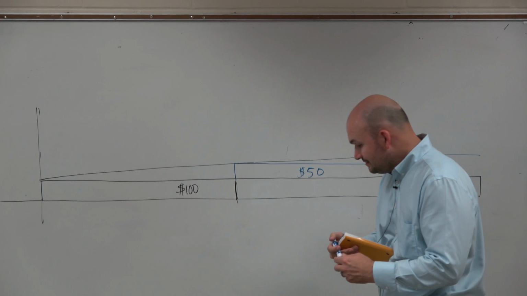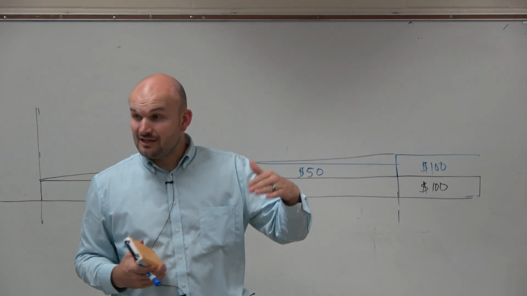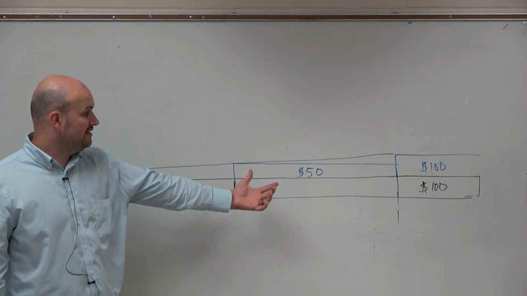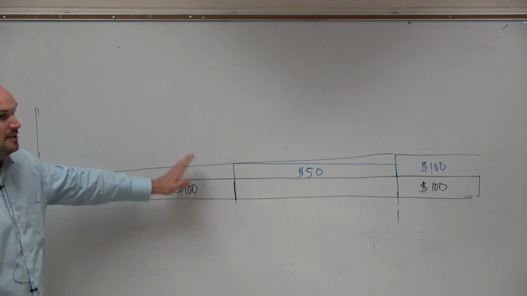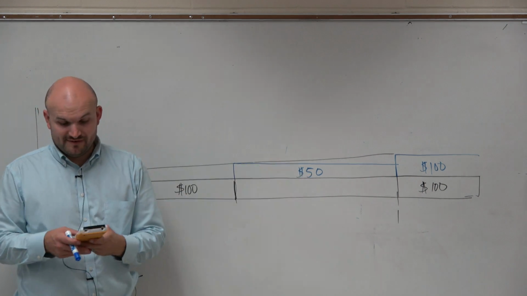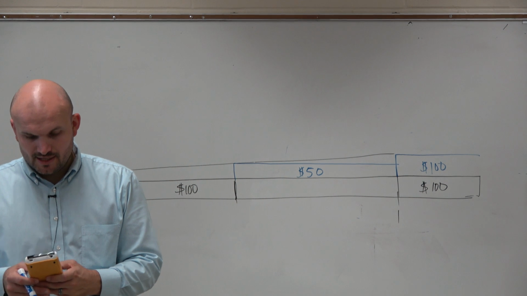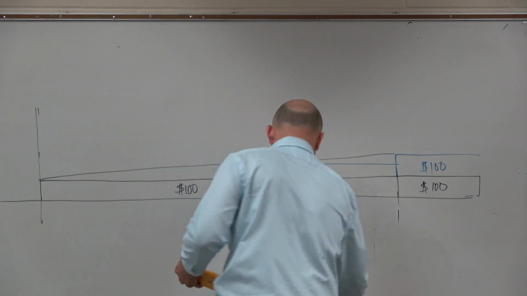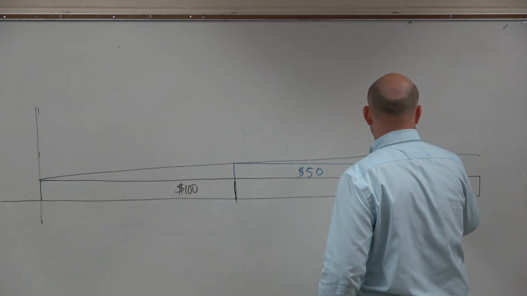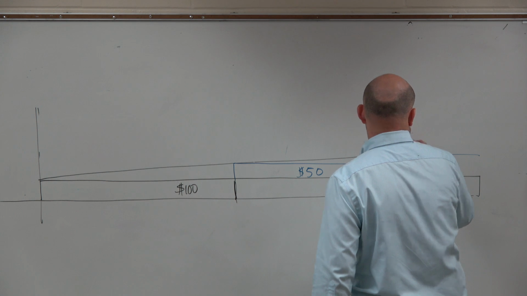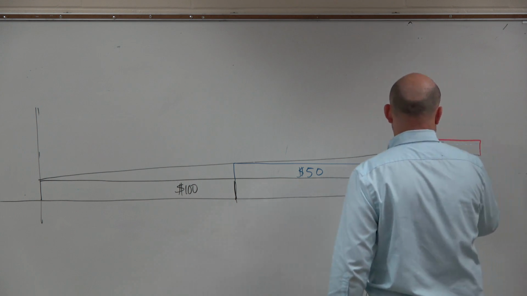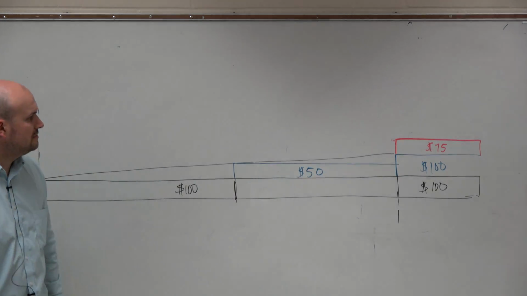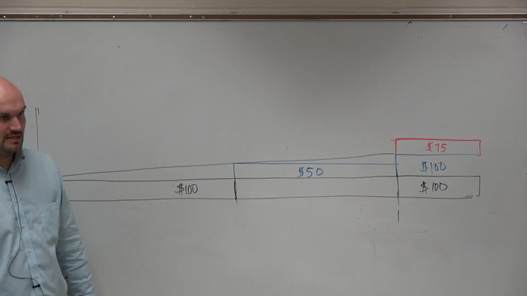Then now we're at the end of the year. Now we have to calculate 50%, but we're not calculating 50% of 100. Now we're calculating 50% of 100 plus the 50. So 50% of 150 is going to be 75. $75. You guys kind of see? Yeah, kind of cool.